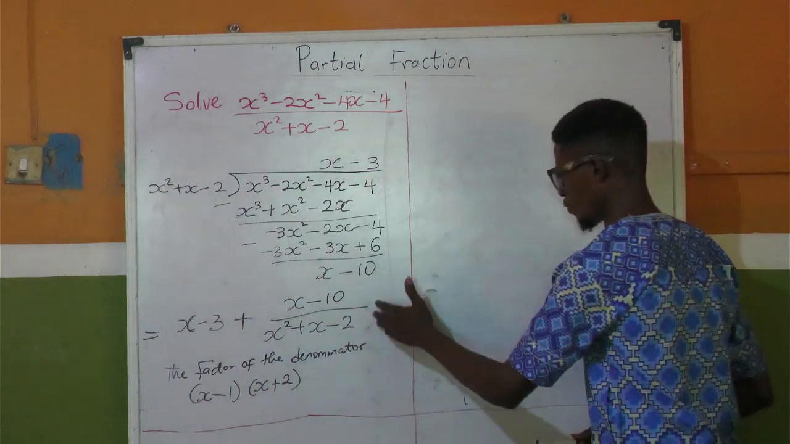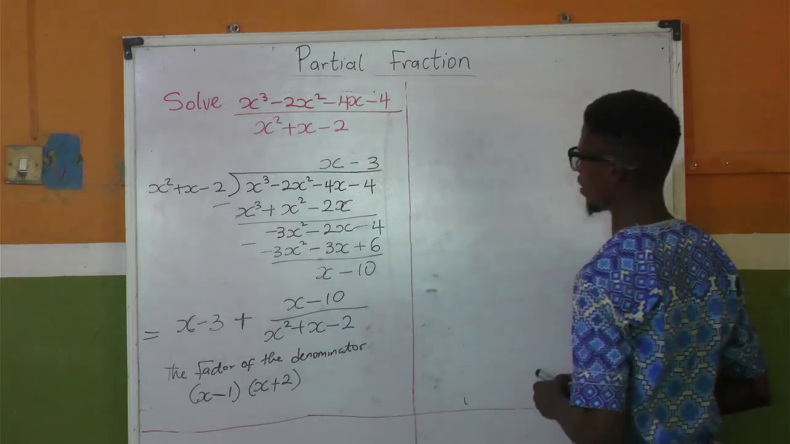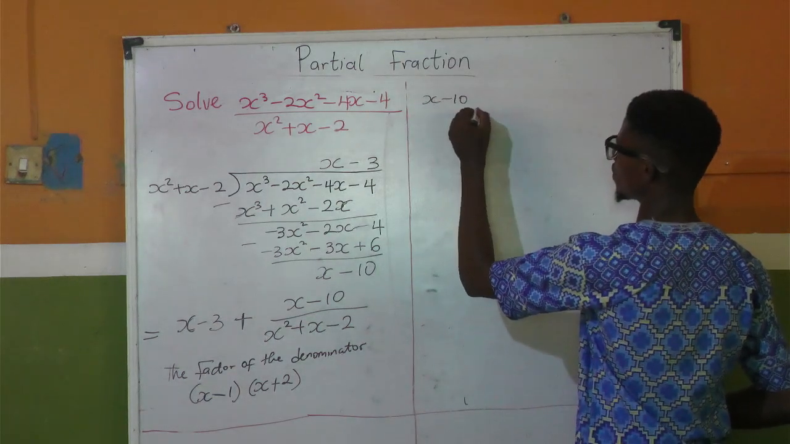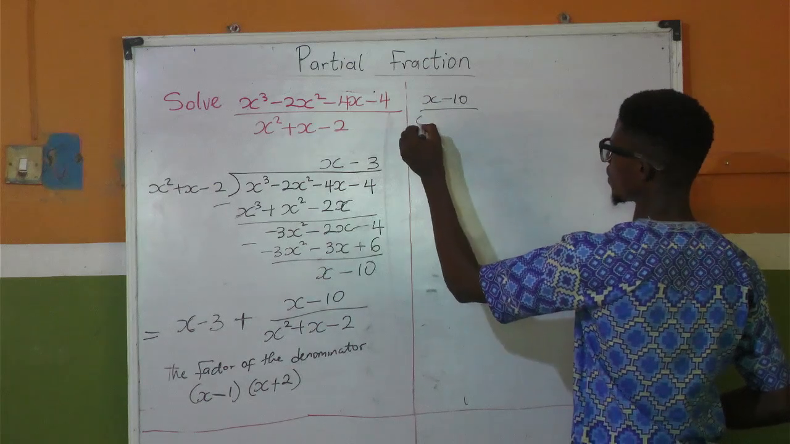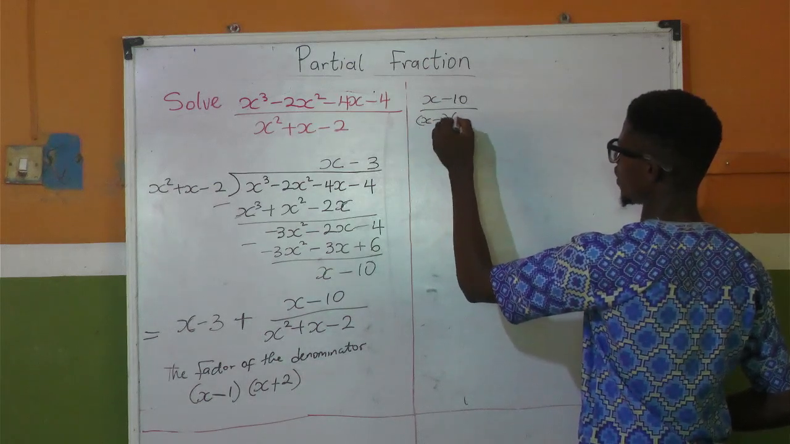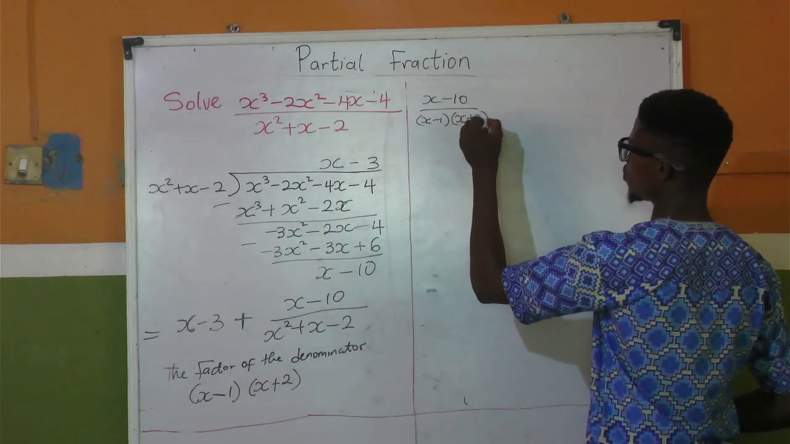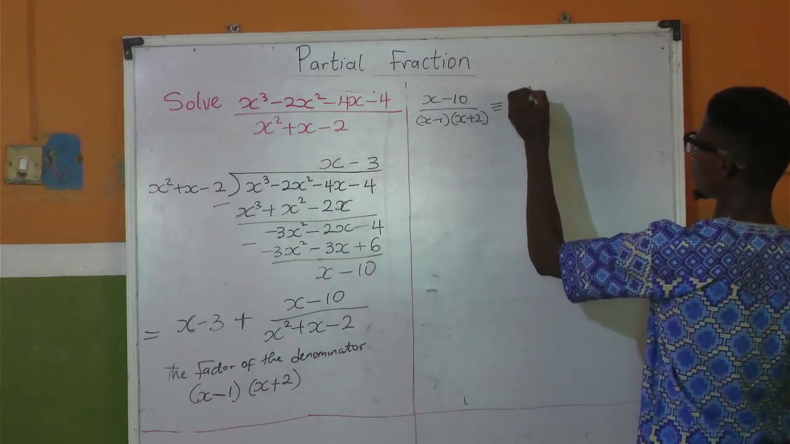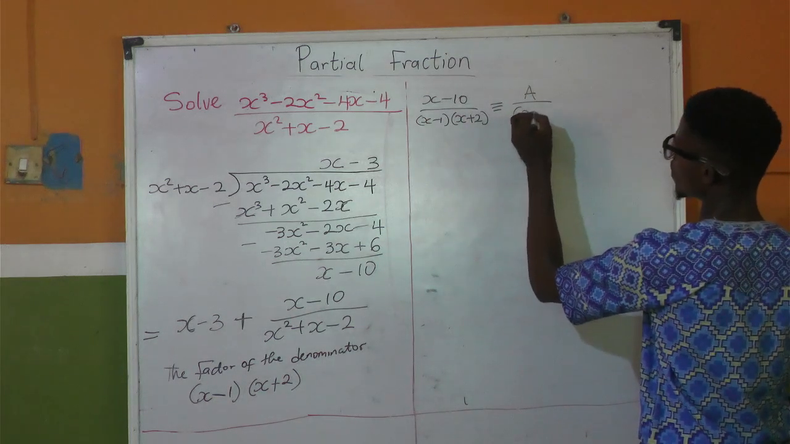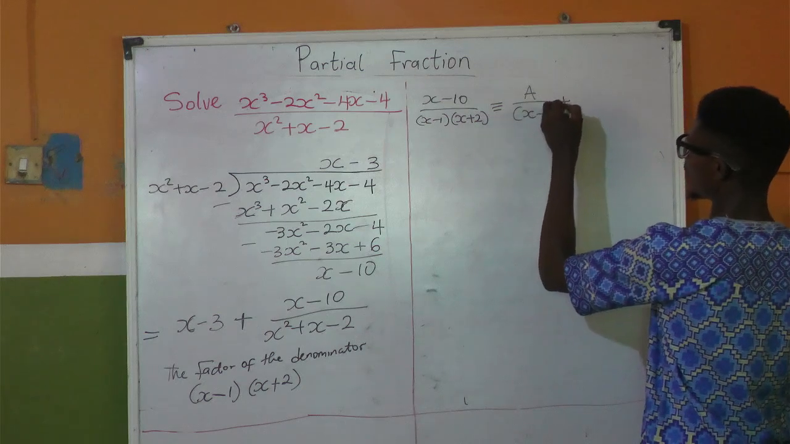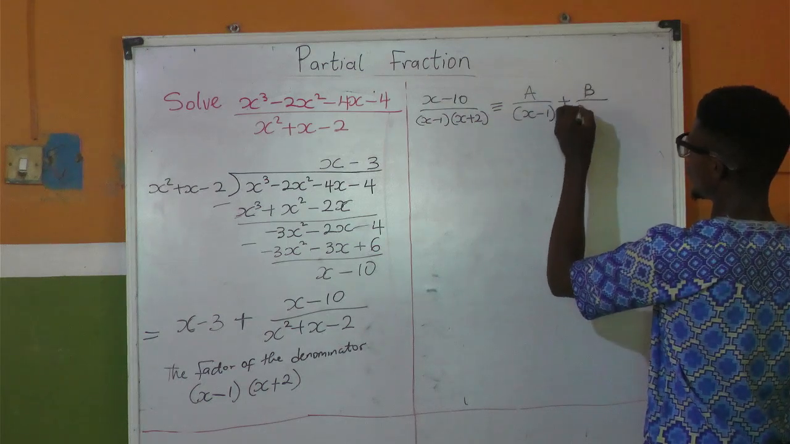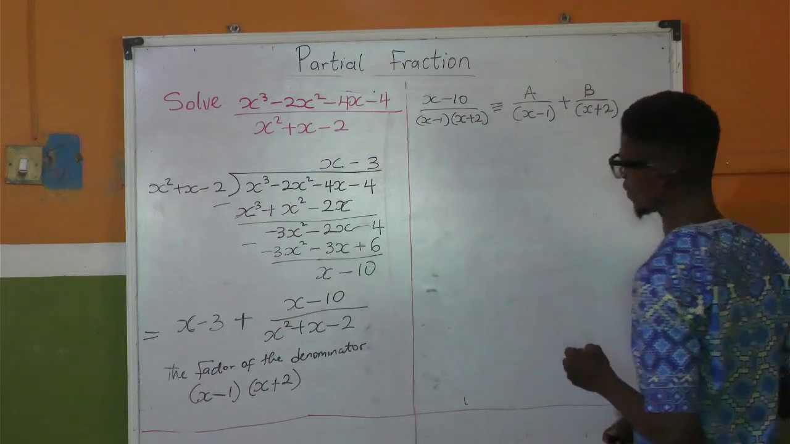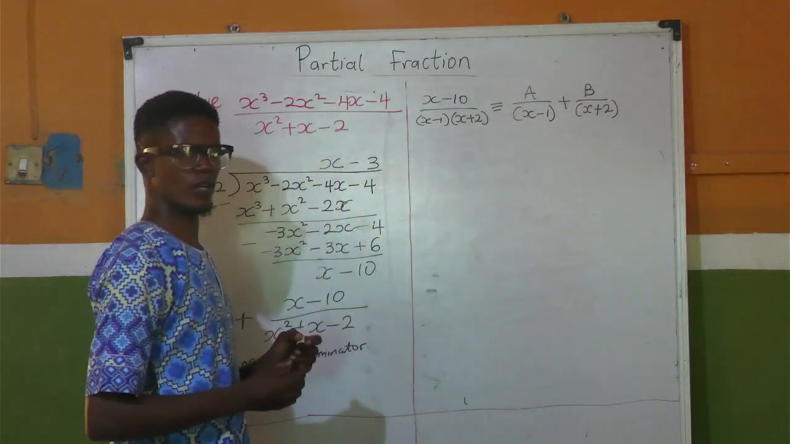So let's solve this. This particular one is what we are dealing with now. So we have x minus 10 over x minus 1 and x plus 2, which is the equivalent of A over x minus 1 plus B over x plus 2. I hope you are following me. I hope you can see what I'm doing.